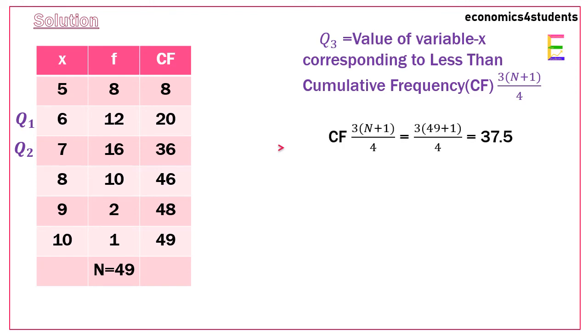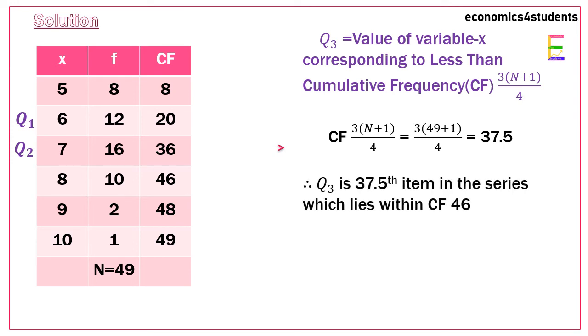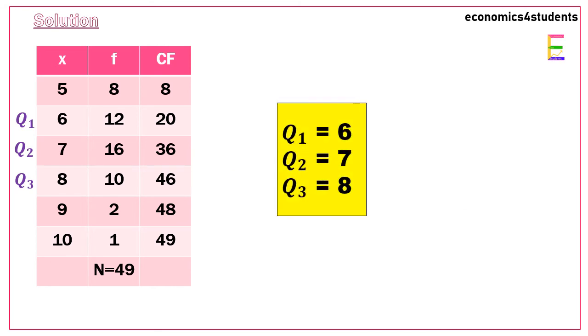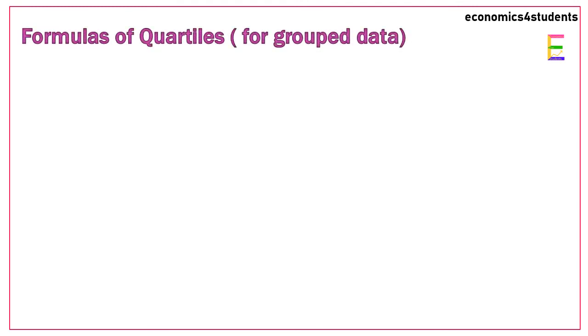Cumulative frequency (3n plus 1) by 4 is equal to 37.5. Therefore, Q3 is the 37.5th item in the series, which lies within cumulative frequency 46. Q3 is equal to 8. Therefore, Q1 is equal to 6, Q2 is equal to 7, Q3 is equal to 8. So, this is how we have to find quartiles for a discrete series in grouped data.